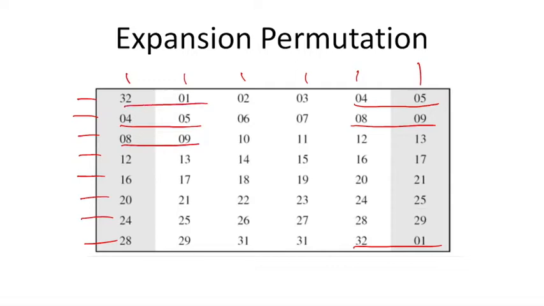So the idea here is the same. Now we would move, for example, the 32nd bit from the 32-bit input block and move it to the very first location in the output block, and so on.